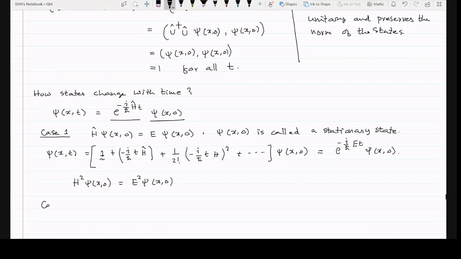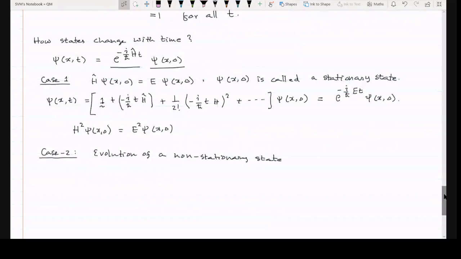Now let us look at case 2. So let's say we have a non-stationary state. Evolution of a non-stationary state. So in a non-stationary state, what happens? We will not be able to write like this because the state is not an eigenstate of the Hamiltonian. Because the state is not an eigenstate of the Hamiltonian, it will not be like this.